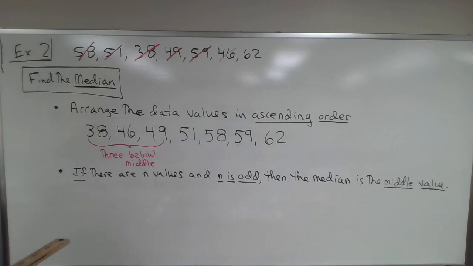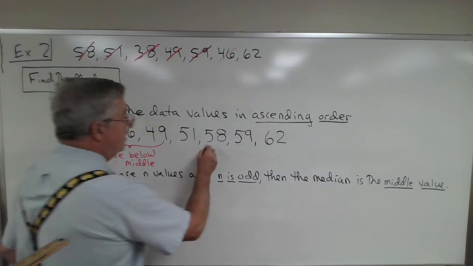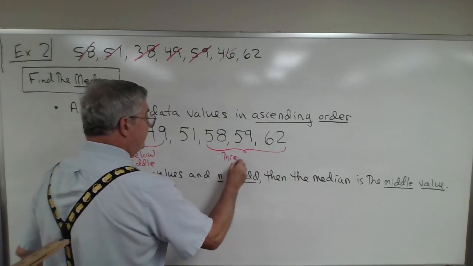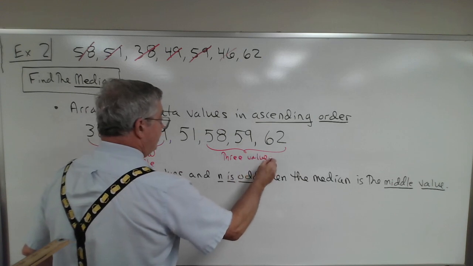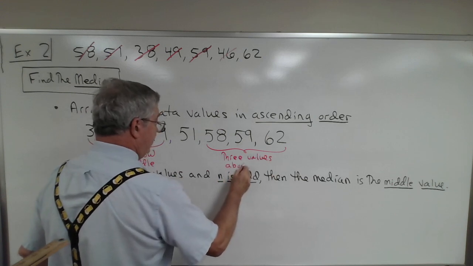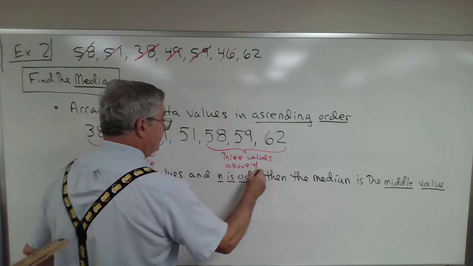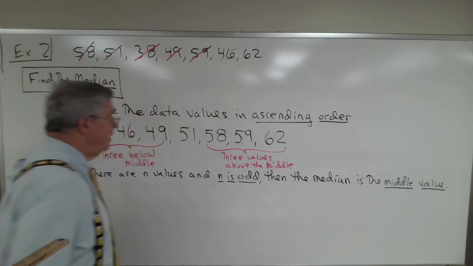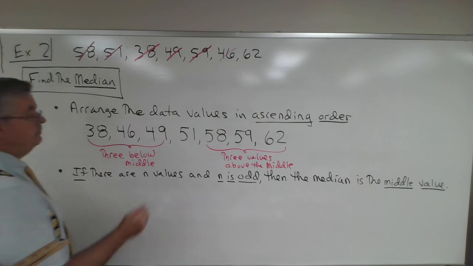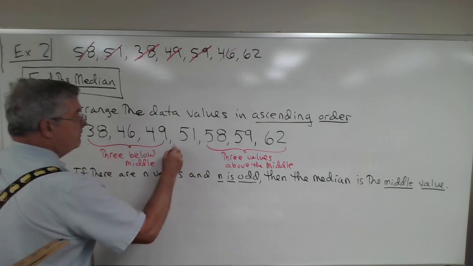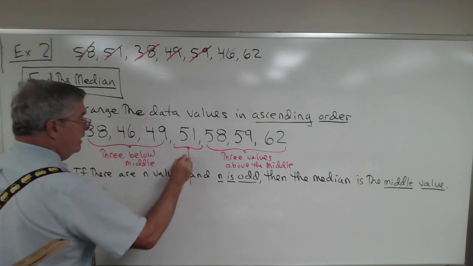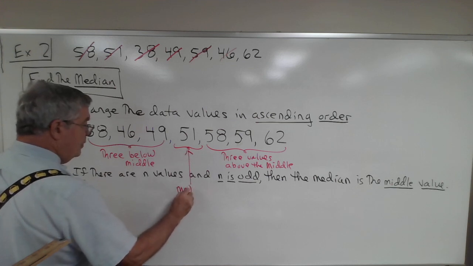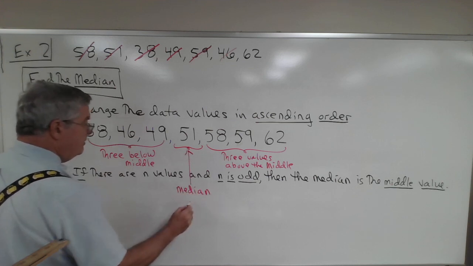These three values are below the middle. We've got 3 values above the middle. So guess what? We have 3 below, 3 above. 51 is the middle value. 51 is the median.